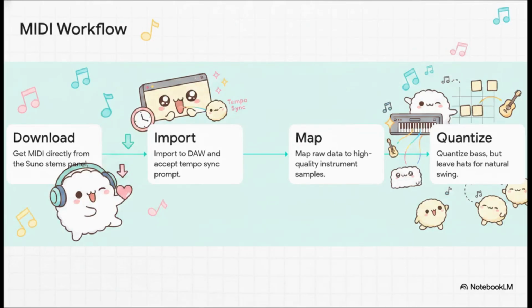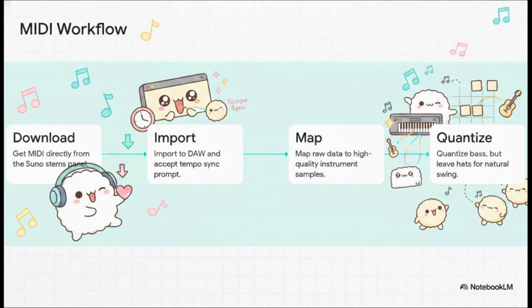But what if you just want the AI's musical ideas and not its actual audio? Well, you can actually download the underlying MIDI data directly from the Suno Stems panel. Once you've downloaded it, import it into your DAW, and make sure to accept the tempo sync prompts. Your project perfectly matches the AI's tempo. Next, map that raw note data to your own high-quality professional instrument samples.